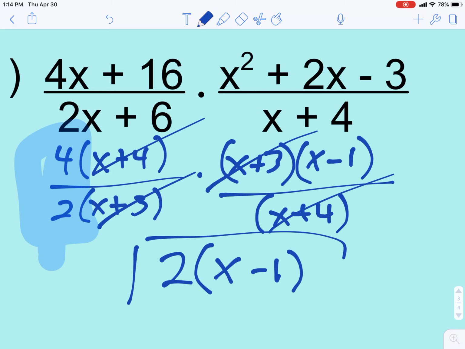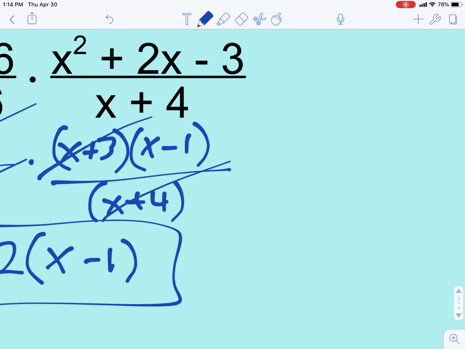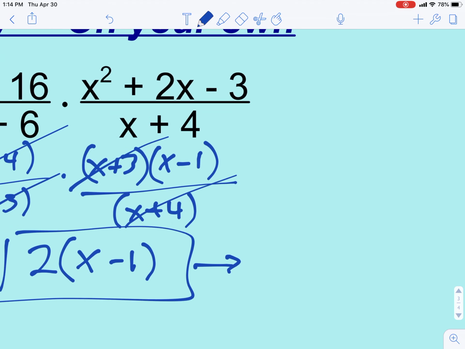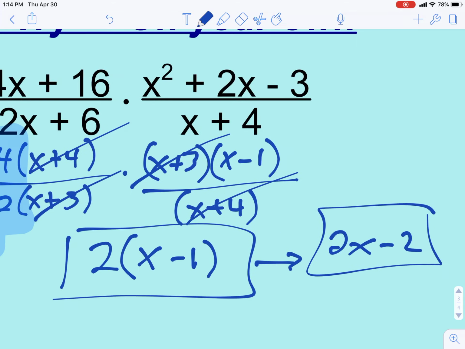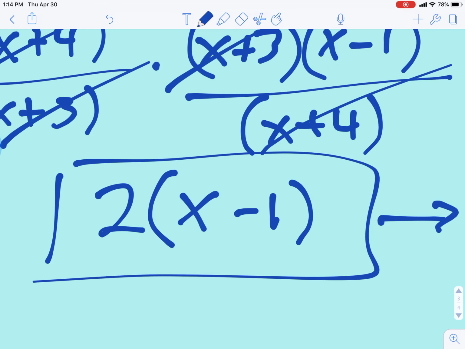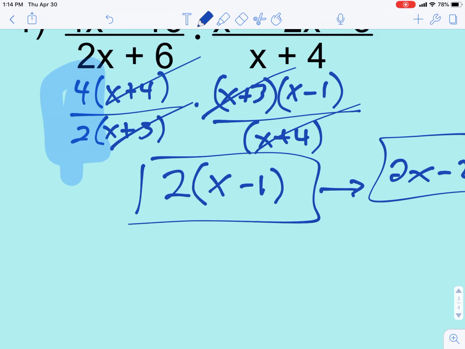So we don't have to worry about what x can't be because there's nothing on the bottom. So 2x minus 2 if you distributed it through. But I would take this as my answer because once we have it factored, the idea is to cancel all common factors. Leave it factored and make it easy for you.